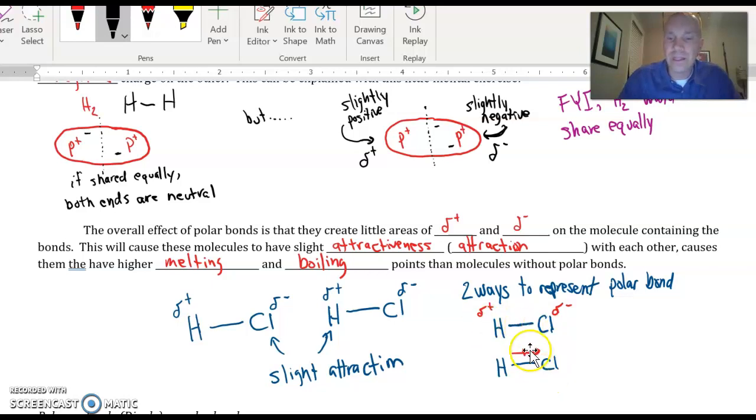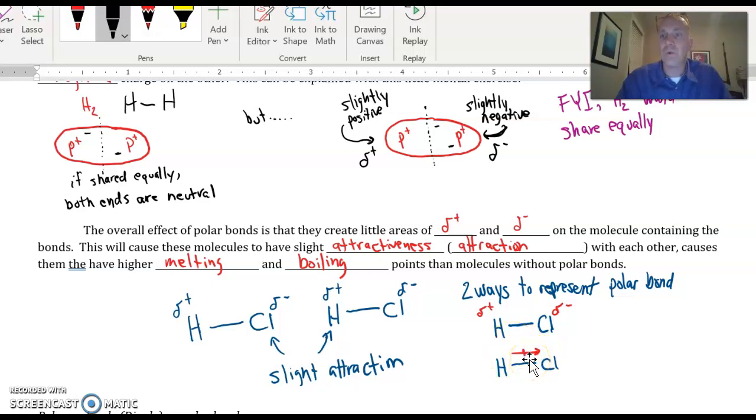Another way is like this, where you show this arrow with this hash mark, and you show that in the direction that the electrons are being pulled. Since chlorine pulls the electrons more than hydrogen, it's going to pull those towards the chlorine, and you can represent it this way.